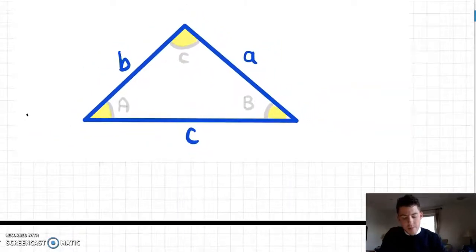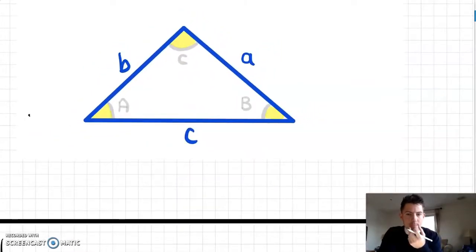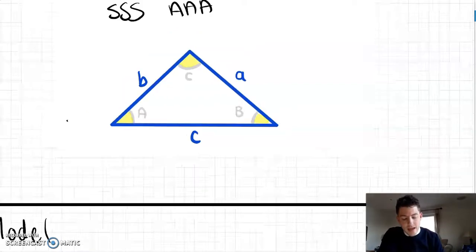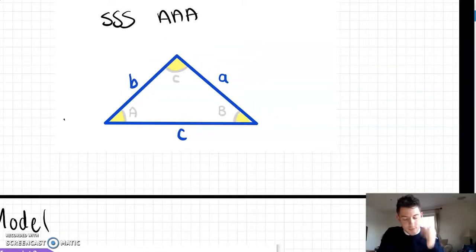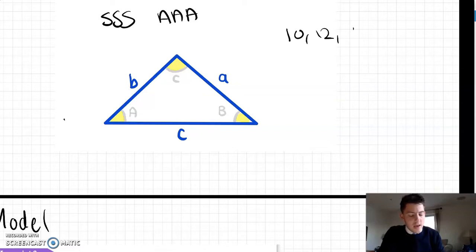So, here's another cool example. I've got a shape here, A, B, and C. I've sort of done it. You can see I faded it out. I'm telling you that you're going to have three lengths. If I said to you, draw me a triangle with lengths 10, 12, and 9, every time you do it, if they have those lengths, the triangles will be perfect. You can't modify the angles, whatever they come up with.